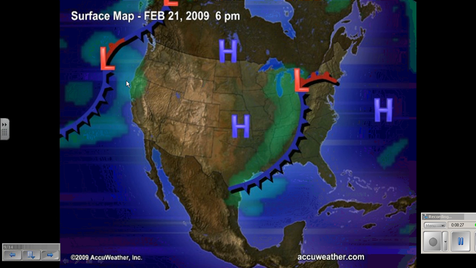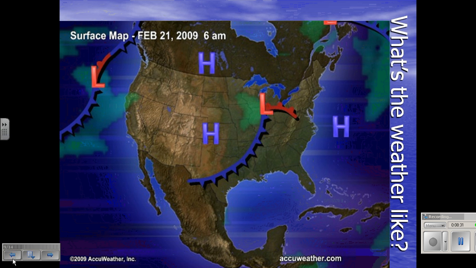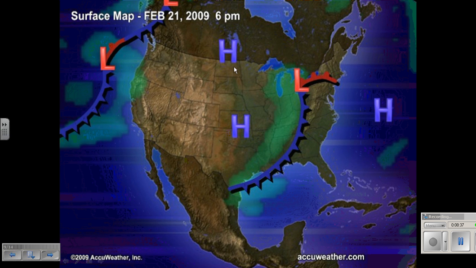So on our next map, you can see that this area of low pressure, this is at 6 p.m. Please make sure that you've labeled your maps. So this map, your first map was 6 a.m. on February 21st, 2009. Your second map now is at 6 p.m., so now we're looking at 12 hours later.